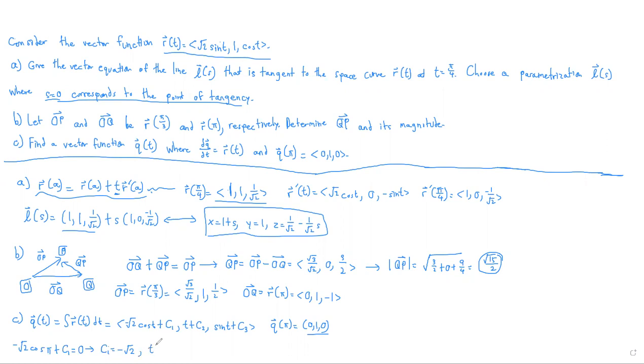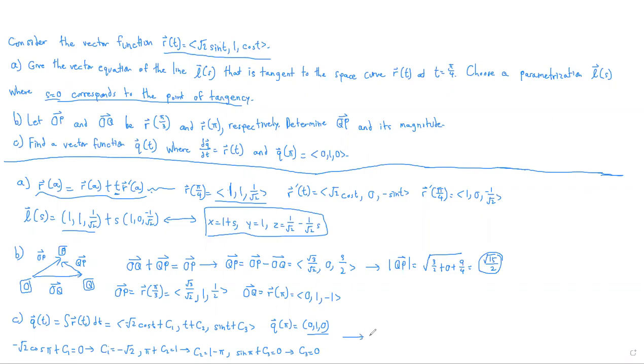T plus c2 is 1. I forgot to say pi plus c2 is 1 since we're doing r of pi. Pi plus c2 is 1. So c2 is 1 minus pi. And last but not least, sine t plus c3 is 0. Or no, sorry, sine pi plus c3 is 0, but sine pi is 0. So c3 is equal to 0.